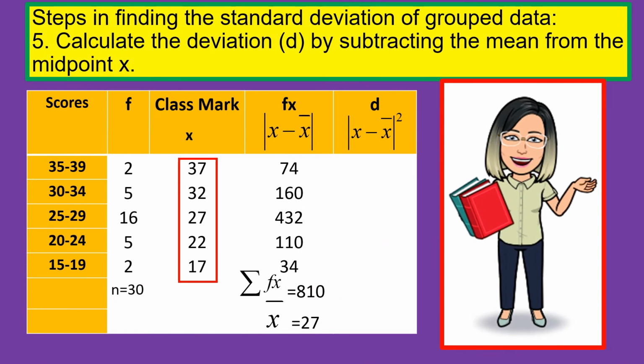Now step 5. Calculate the deviation d by subtracting the mean from the midpoint x. So our midpoint is 37 and our mean is 27. So 37 minus 27 is 10. 32 minus 27 is 5. 27 minus 27 is 0. 22 minus 27 is 5. No negative because we are dealing with absolute value. 17 minus 27 is 10.